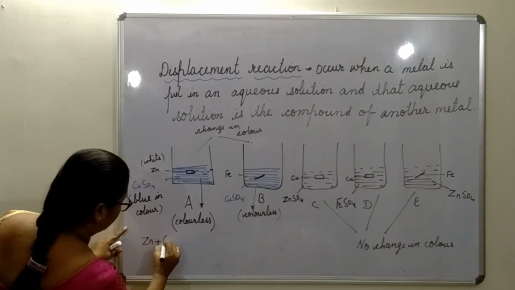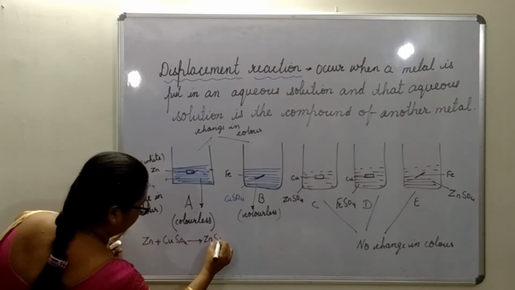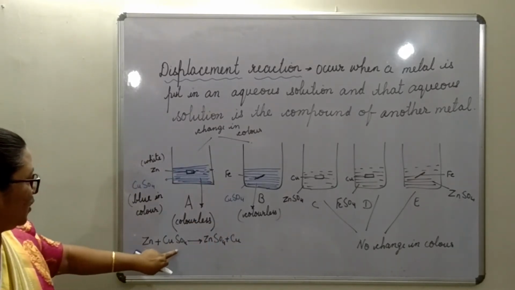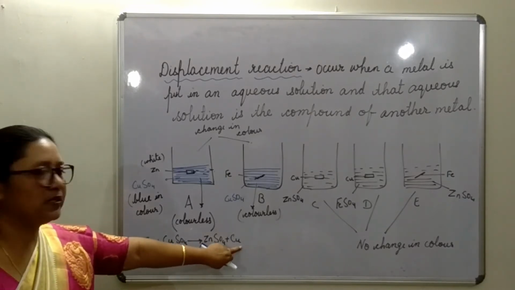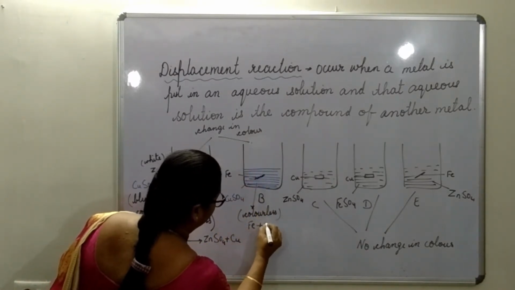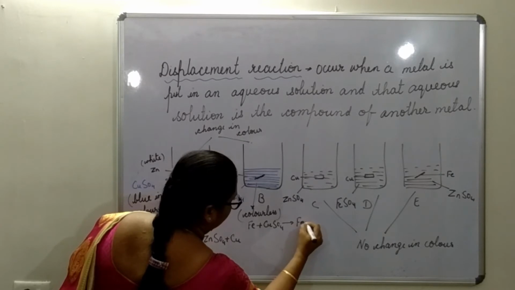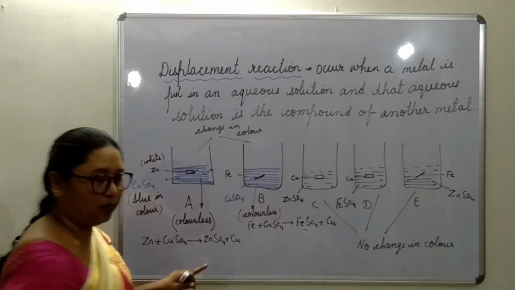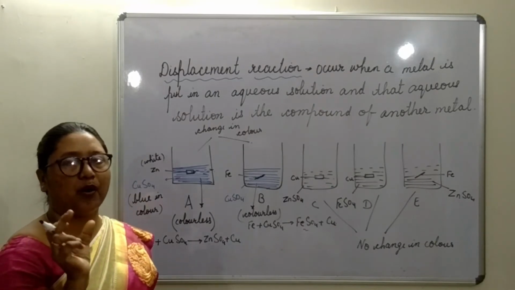When zinc reacts with copper sulfate solution, what happens? It becomes ZnSO4 plus copper. When zinc reacts with copper sulfate solution, a new compound, zinc sulfate, is formed, plus copper is left. When iron reacts with copper sulfate solution, the new compound is FeSO4 plus Cu. When a reaction takes place, definitely a new compound is formed.